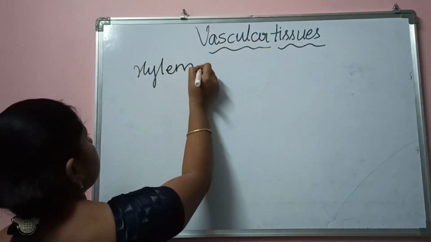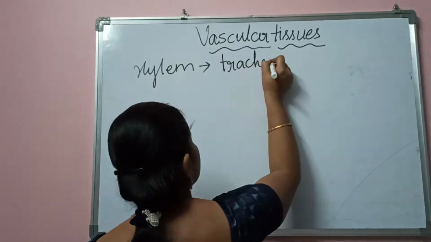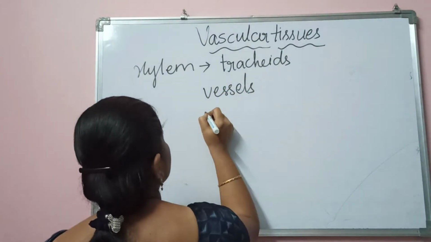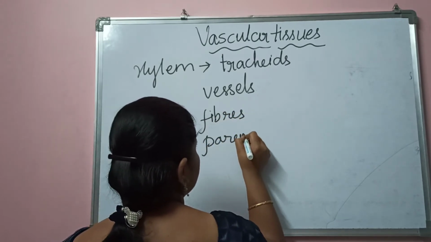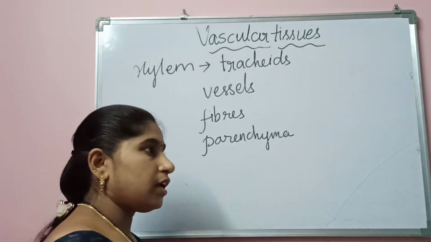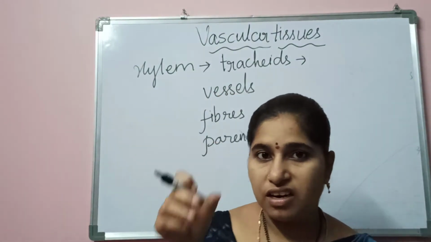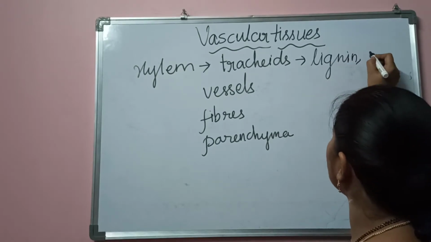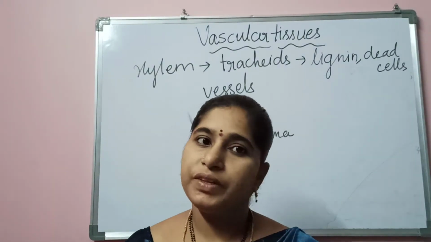Xylem is made up of four different types of cells. The first one is the tracheids. The second one is the vessels. The third one is the fibers, that is, xylem fibers. The last one is the parenchyma. Tracheids are longitudinal, lengthy cells. Their walls are made up of lignin and these are dead cells.